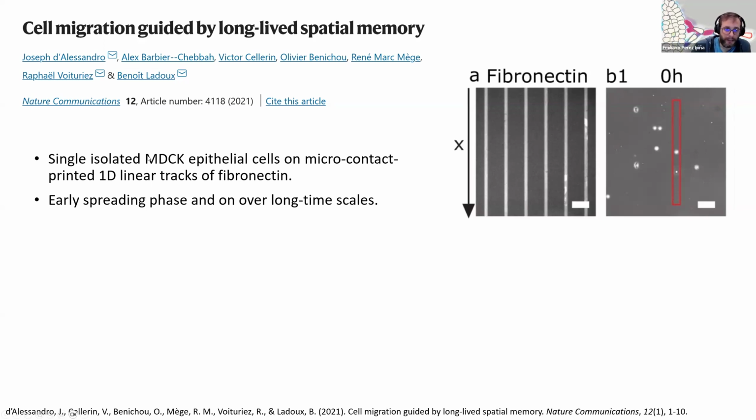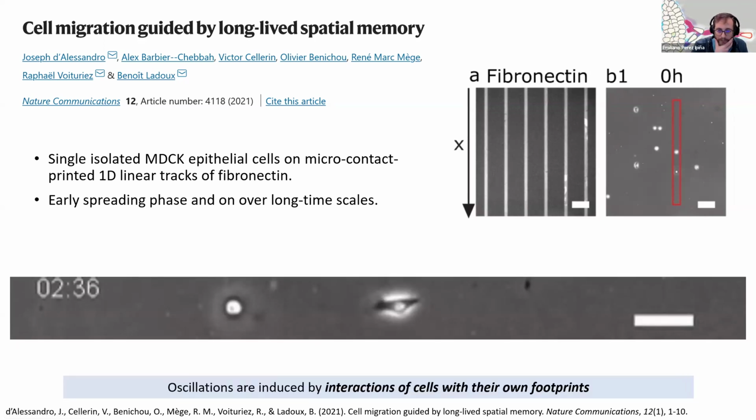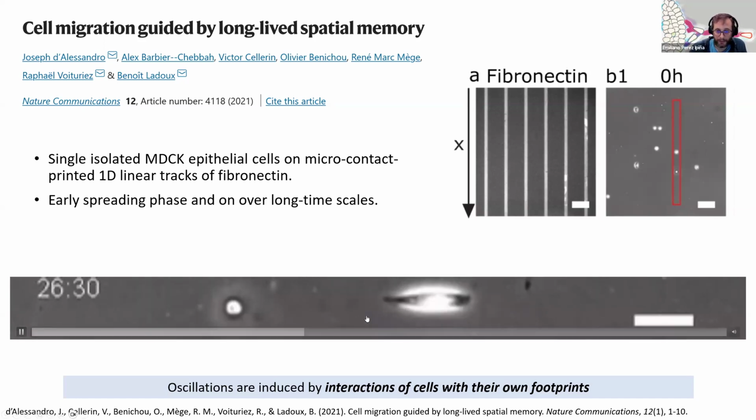So then they place MDCK epithelial cells over this track, and they observe them for a very long time. And what they found was something a bit surprising. So cells, instead of moving randomly over the track, move in a much more deterministic way. So you can see that cells oscillate over time. And you can also see that these oscillations increase their amplitude over time.